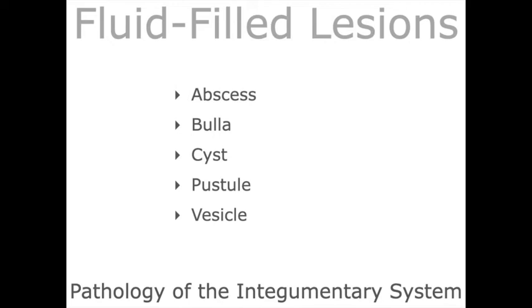A cyst is a closed sac or pouch containing fluid or semi-solid material. The most common type of cyst is one filled with sebaceous secretions. A pustule is a small, circumscribed elevation of the skin containing pus. Pus-containing pimples, such as those associated with acne, are pustules. A vesicle is a circumscribed elevation of skin containing fluid that is less than half a centimeter in diameter. A small blister is a vesicle.